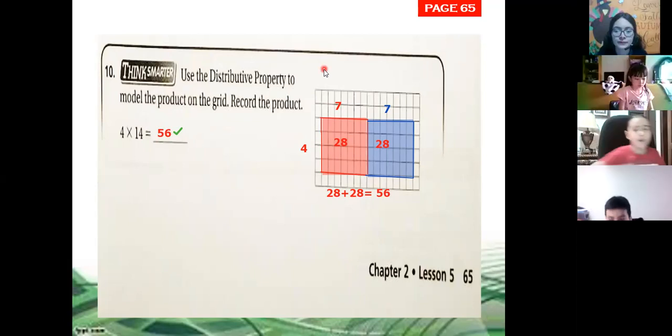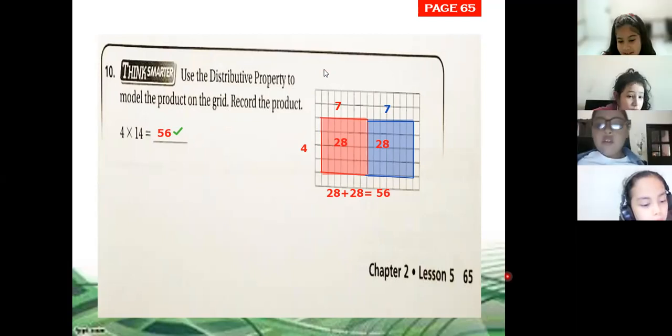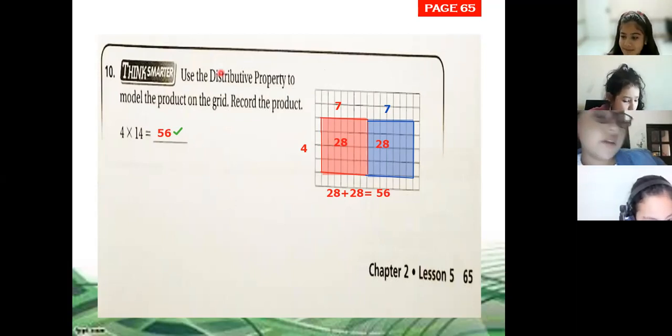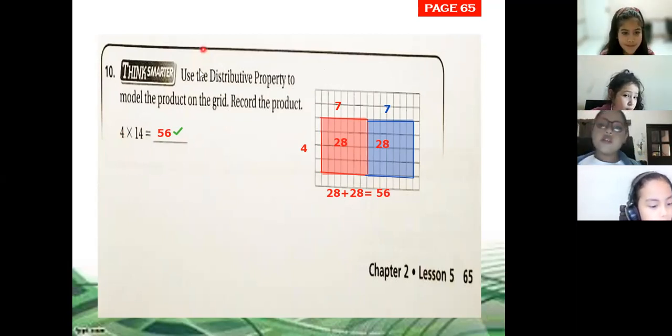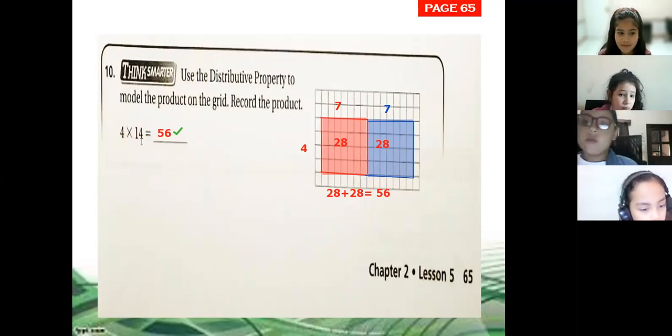Means I don't understand this topic. You understand this topic? Okay, no. Thank you. Can you explain it, please, Rebecca? Okay, one more time. We have 4 times 14. So we look for two numbers that you add. So 14, if you add 7 plus 7, it's equal to 14, right? So we are going to use 7 and 7.